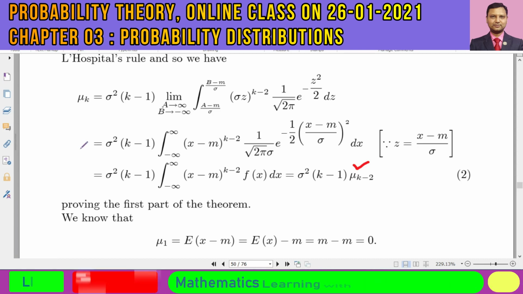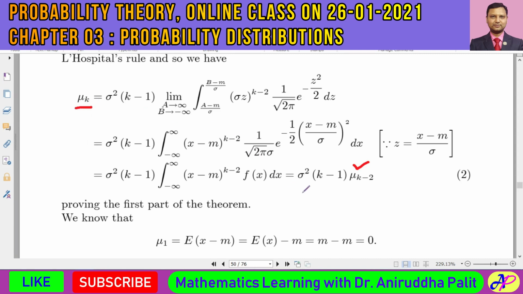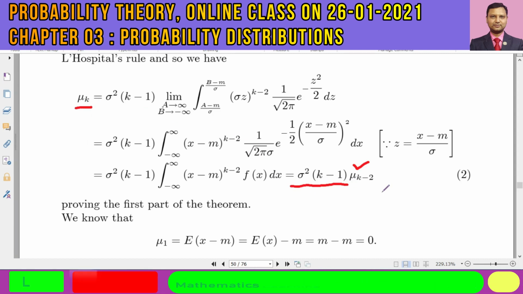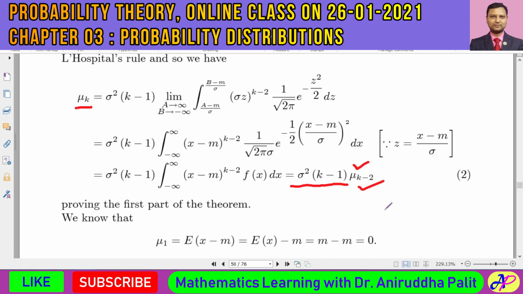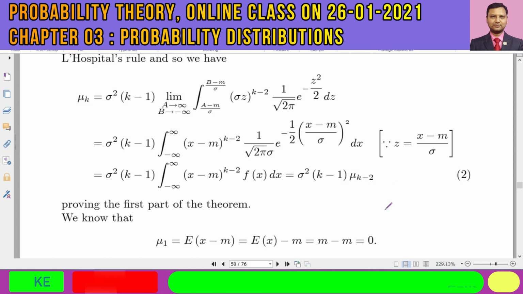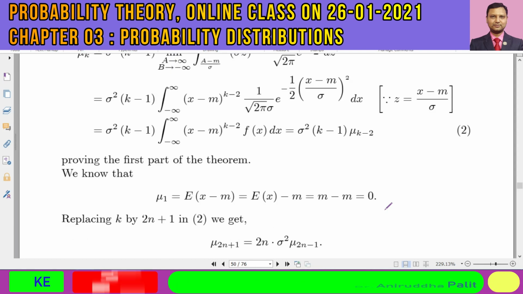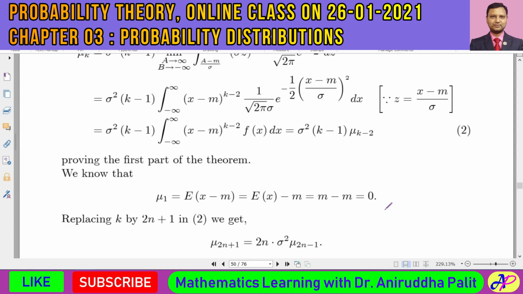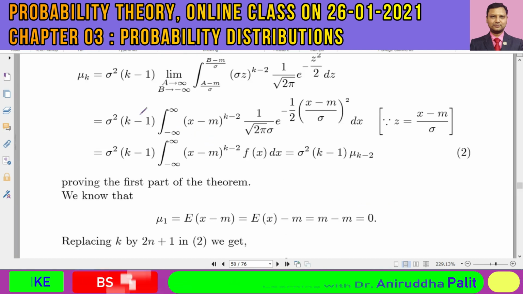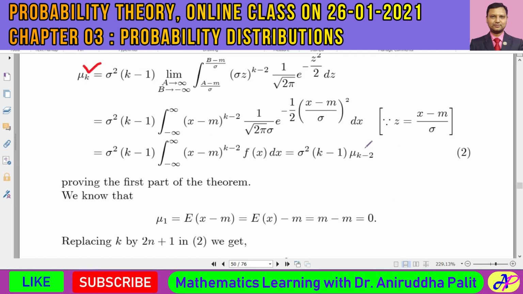So we have proved the first result, that mu k is equal to sigma square multiplied by (k minus 1) into mu k minus 2. So this is the proof of the first part. Now in this second part, we already observed that the difference between k and this index is k minus 2. So if k is an odd integer, then this k minus 2 would also be an odd integer.